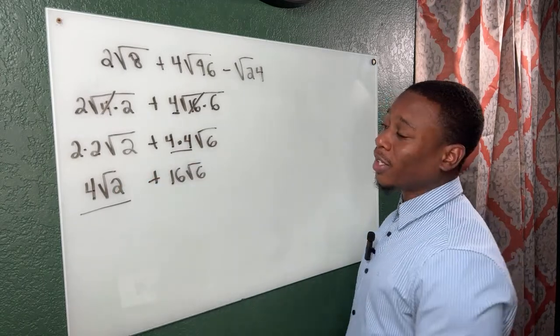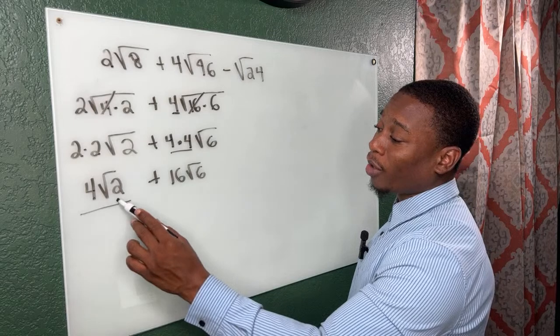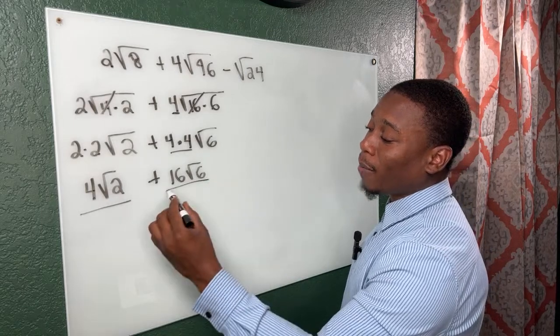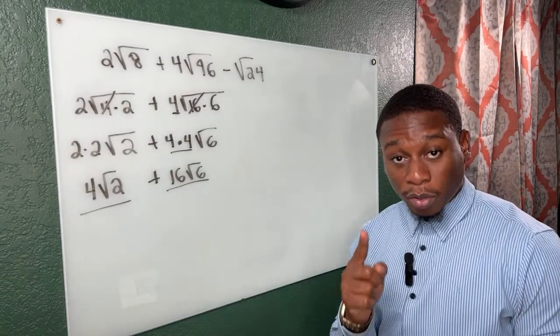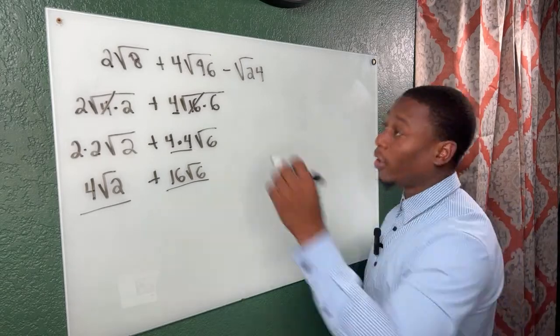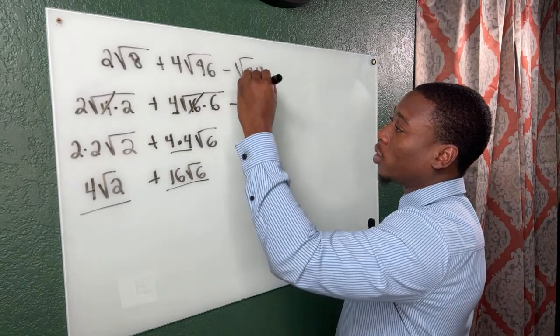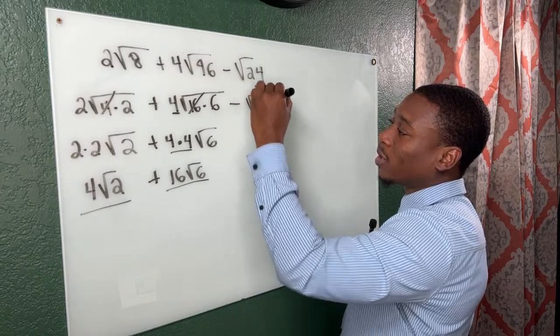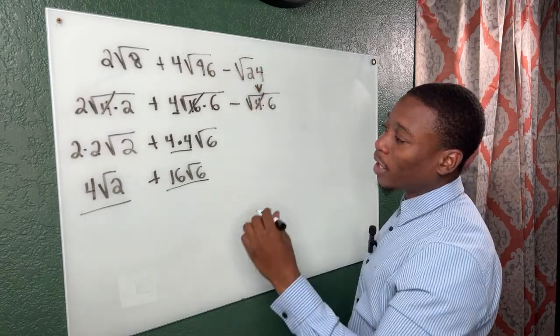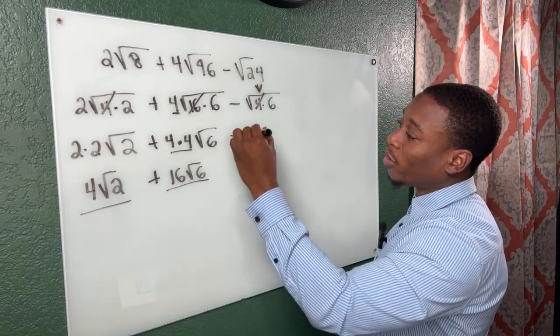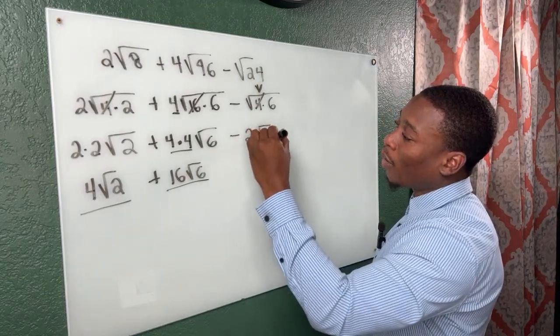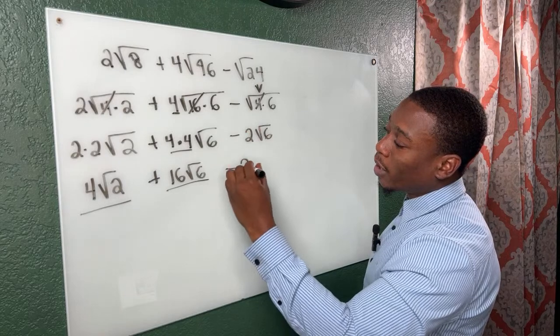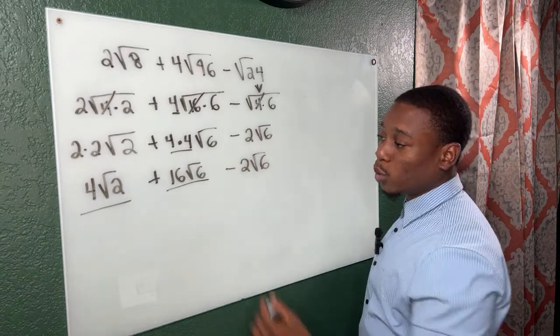Now you guys are looking and saying, hey, Peters, we have a radical 2 and a radical 6. That means we can't add those. You are absolutely correct. And then we go to the last one, which is 24. And by now we know that this is 4 times 6. When we simplify and take the square root of 4, this turns into 2 radical 6. We're going to bring it down because there's nothing further for us to do.